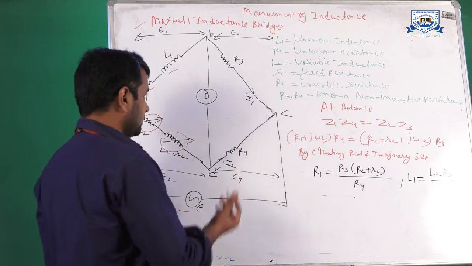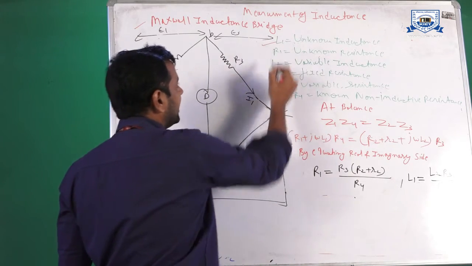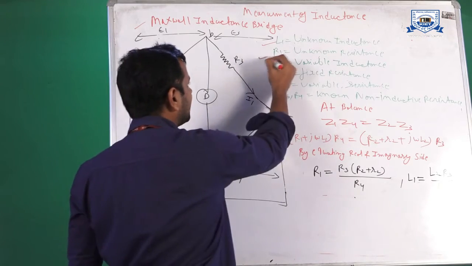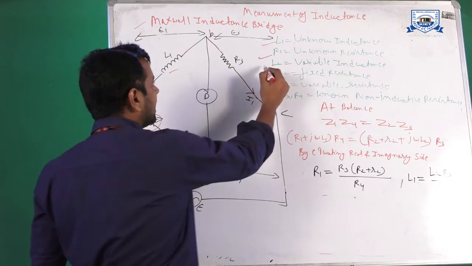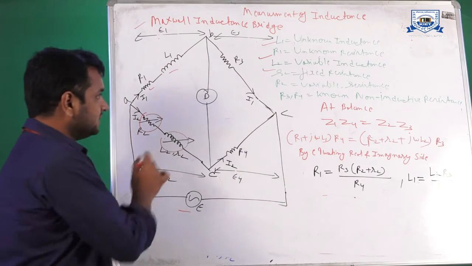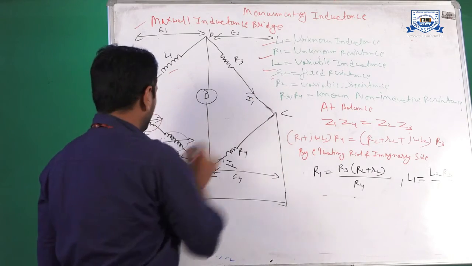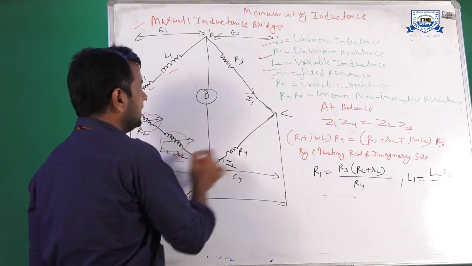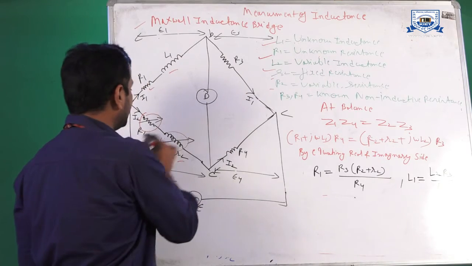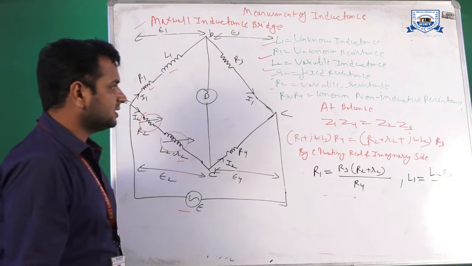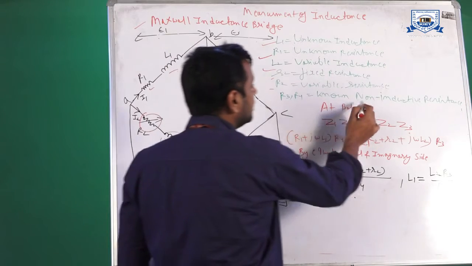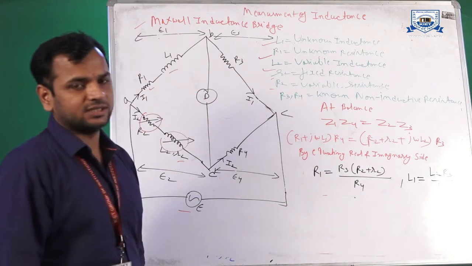So we can see here that L1 is our unknown inductance, R1 is our unknown resistance, L2 is our variable inductance, the small r2 is our fixed resistance in series with L2, and capital R2 is our variable resistance, and R3 and R4 are the known non-inductive resistances.